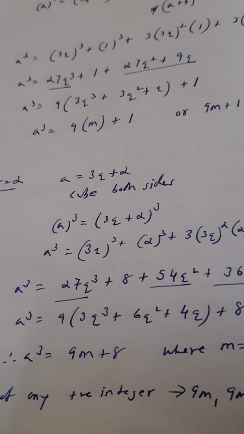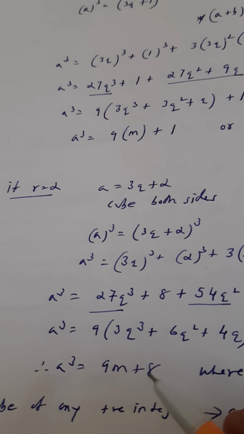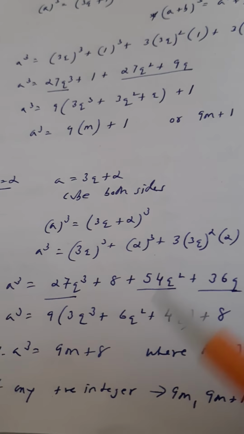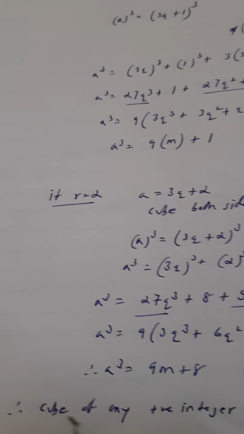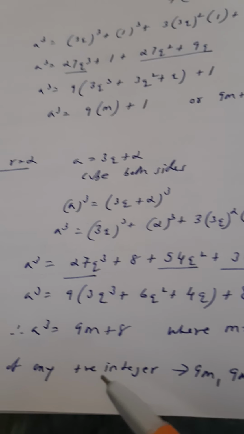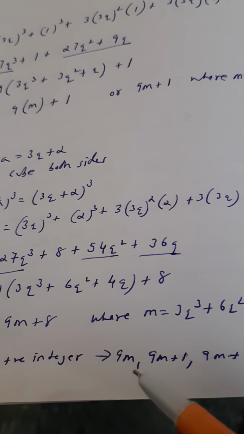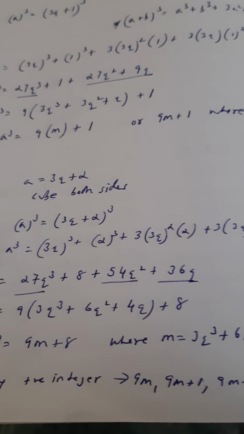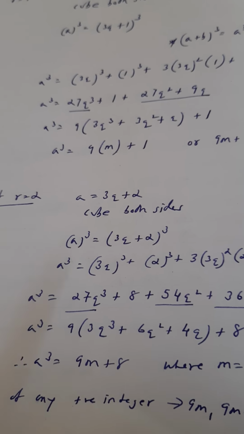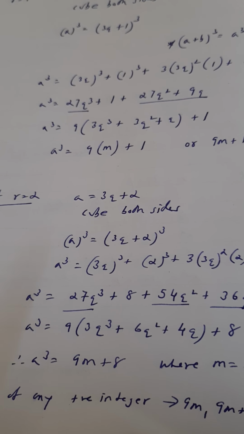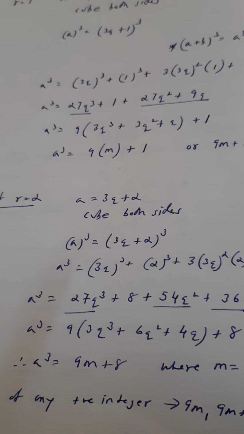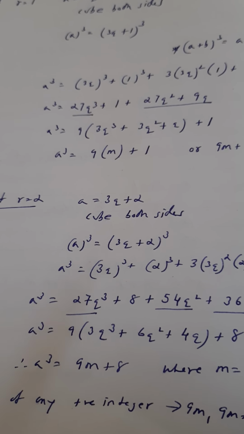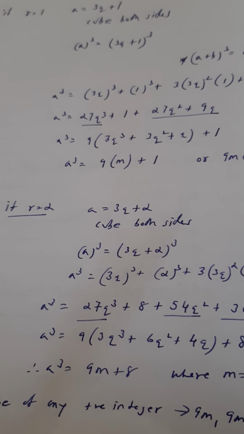In the first case we proved it is 9m, in the second case 9m plus 1, and in the third case 9m plus 8. So the conclusion: the cube of any positive integer can be in the form of 9m, 9m plus 1 or 9m plus 8. Both these questions, question number 4 and 5, please understand nicely and try to do them on your own, because these are very important, and a question of this type also came in the board exam this time.